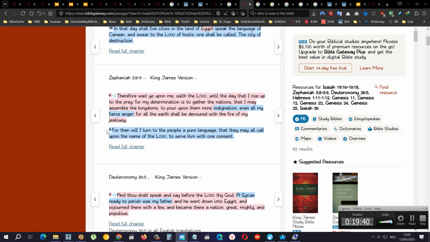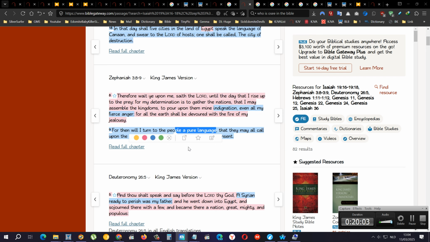For verse 9, with the judgment that he's going to bring upon them, death and destruction is going to come. Symbolically, they're going to be set on fire, and then eventually physically fire. "For then will I turn to the people a pure language, that they may all call upon the name of the Lord, to serve him with one consent." So the Lord is going to give us that pure language.